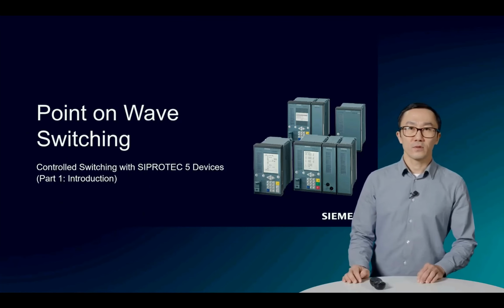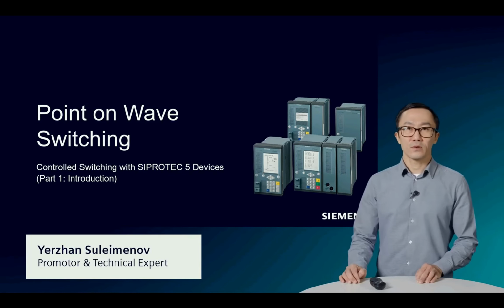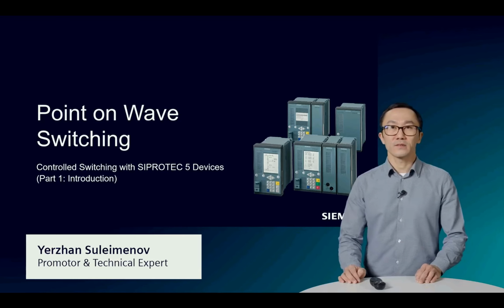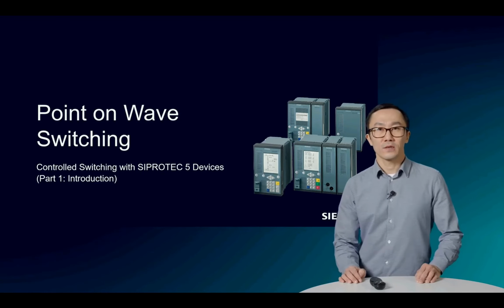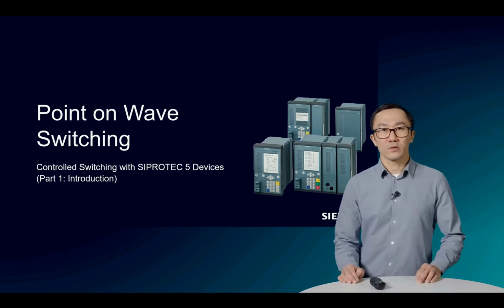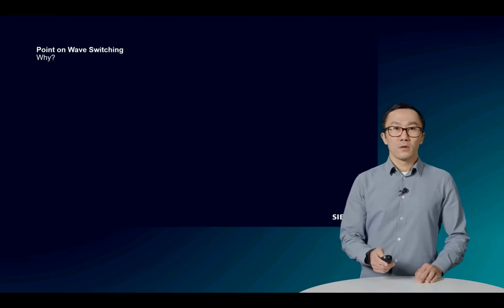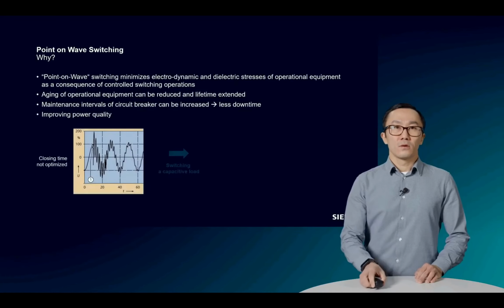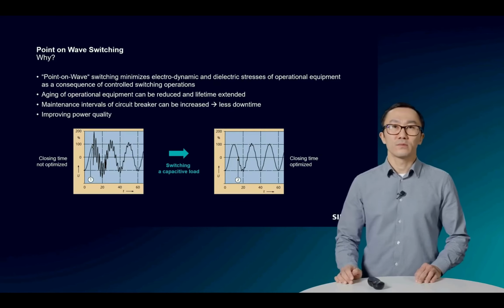Thank you, Rosemary, for this introduction, and good morning everyone out there. It's a pleasure for me to conduct the first part of our webinar series about point-on-wave switching based on CPROTEC 5. Our first part is the introduction. Point-on-wave switching is basically a controlled switching, which allows to eliminate switching transients. So the first question you might probably have is, why do we need point-on-wave switching?